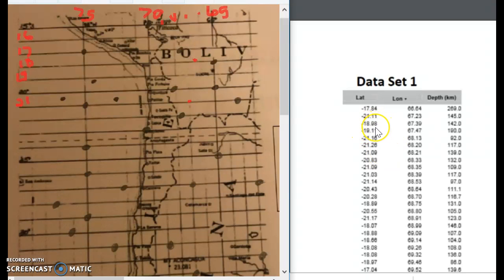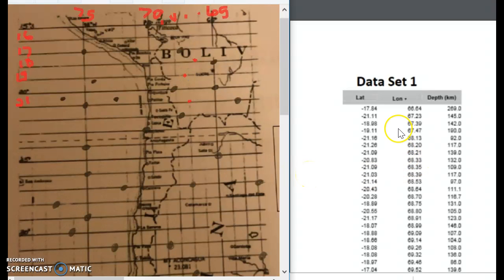Our next one is negative 18.98, which is basically 19, right? And then also at 67. It's just a little bit on the other side, so we're almost halfway to 68. We're just here at 67. We're going to go back up a little bit to 19. So here's 20, here's 19, and then we said we were about halfway. So we would have a dot.